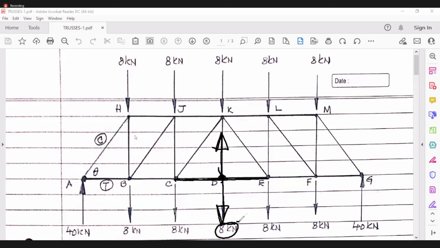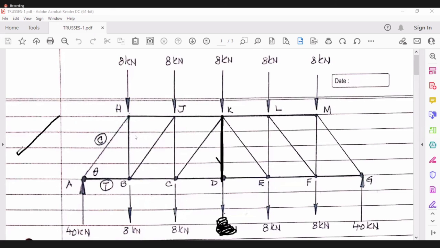Yes, sir. If this had been 20, this also would have been 20. If this would have been 15, this would have been 15. And it means that if you remove this and if this is 0, then the force in this also is 0. Do you get it? Yes, sir. It will not take any load whatsoever. So this is a zero force member if there is no load here.